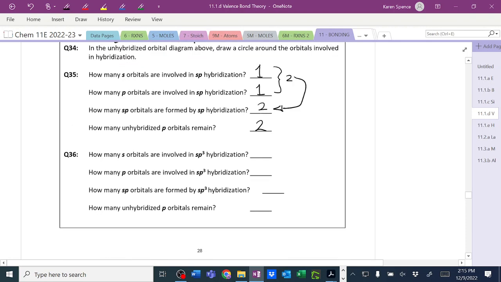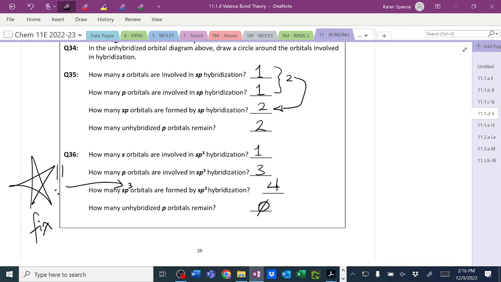How many s orbitals are involved in sp3? 1. How many p orbitals? 3. How many sp3? This should have a 3 here. How many sp3 orbitals are formed by sp3 hybridization? 4. Got to put a star there. Fix. How many unhybridized p orbitals remain? 0. Okay, excellent. What are we missing so far?